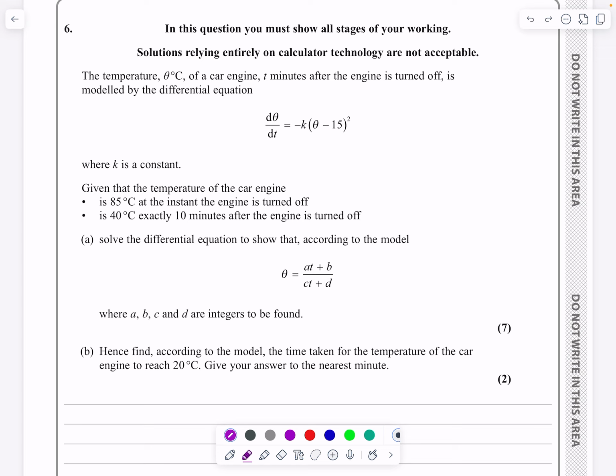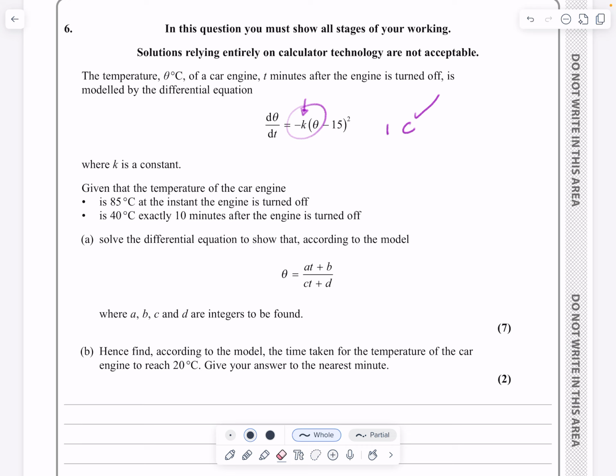It tells me the temperature theta of a car, T minutes after the engine's turned off, is modelled by this differential equation. And so we've got a constant here in the differential equation. It then tells me two pieces of information: temperature is 85 at the instant the engine is turned off. So that's going to be when T equals 0, which means that when I do my integration and I have a constant of integration, I should be able to work that out using the first piece of information. And then it also tells me that it's 40 degrees when T is equal to 10. So I think that's going to enable me to work out K. But if we get started, we'll see how that all works out.